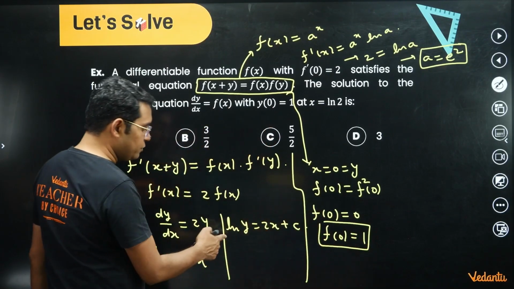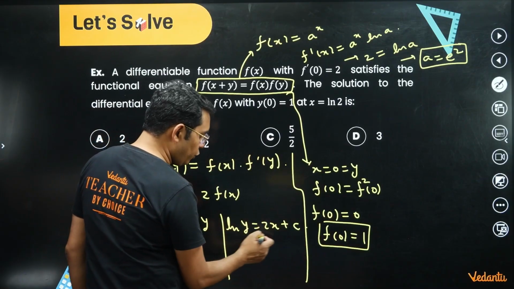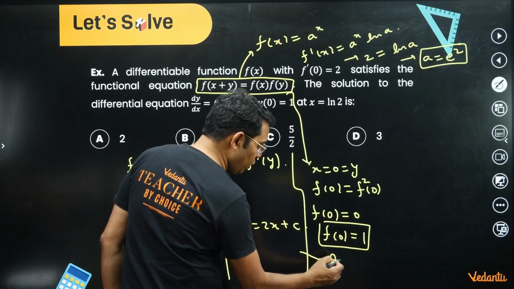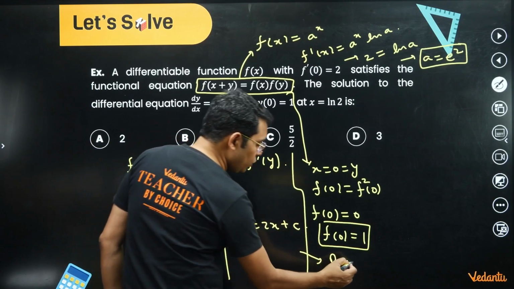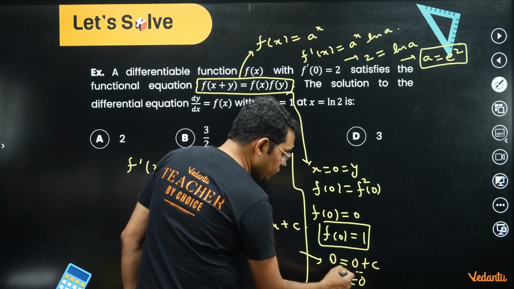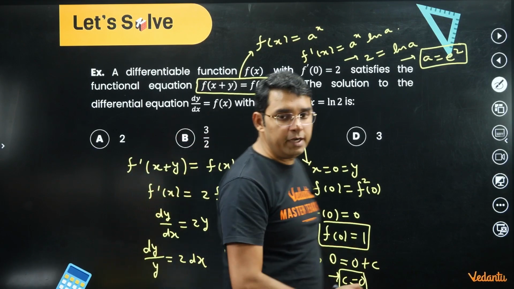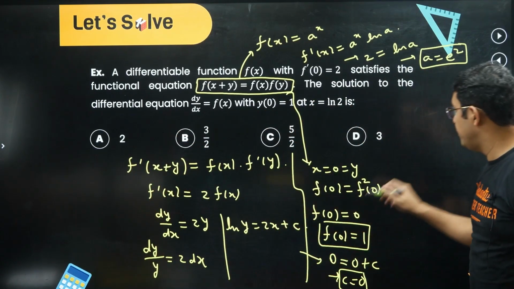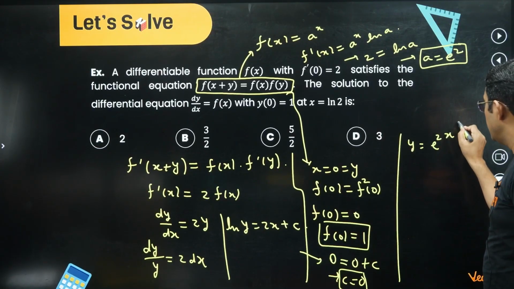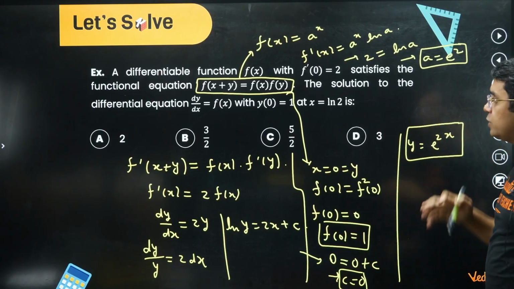So if f0 is 1, we will put it here. From that we will be getting y equal to 1. So this will be 0, ln 1 at x is equal to 0 plus c. So the value of c is coming out to be 0. So we have properly proved that it will be y equal to e power 2x only. Nothing else is possible. So that is the first part.